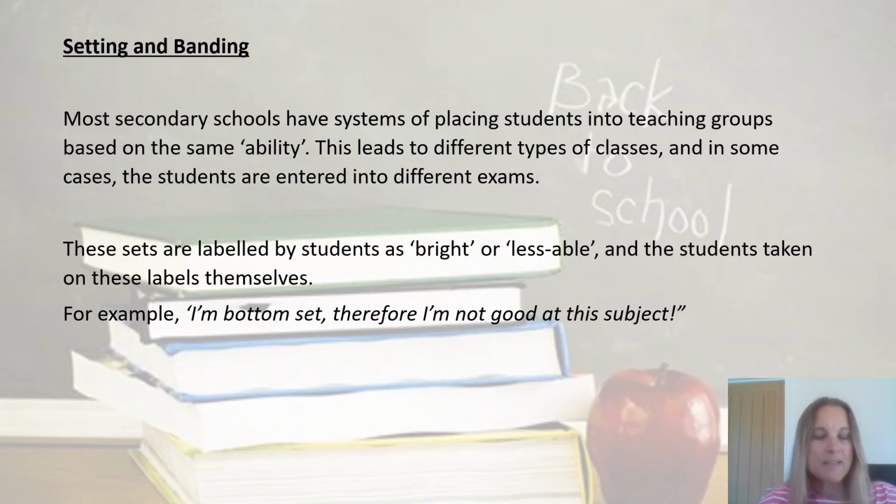So setting and banding, the idea of this is that students are split into ability groups. We do it at our school in maths and in science. And the idea is that the students themselves start thinking to themselves, oh, I'm top set, I can absolutely do this, I'm really good. Or maybe I'm in one of the lower sets, I'm not very good at this, and they might switch off. So in some ways, in this, the students are labelling themselves.